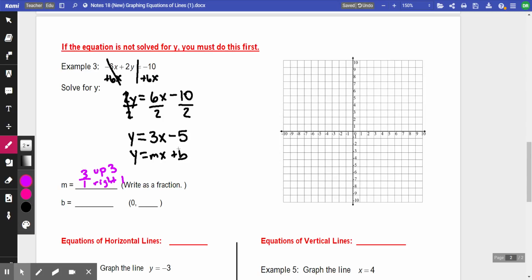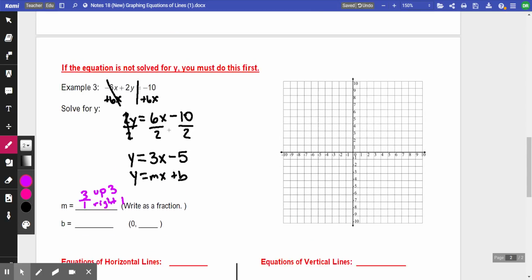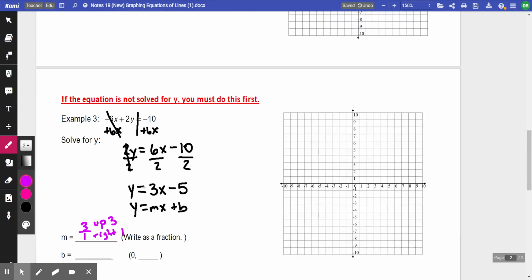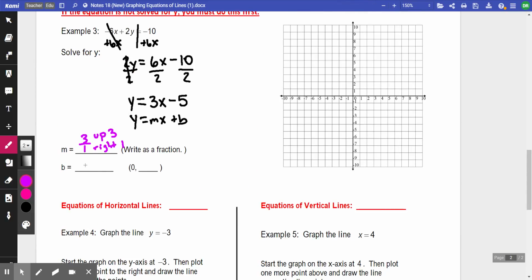B is the number in the place for B, so it's a 5, but not only that, you have to include the sign in front of it. All right, so for our last example, it was already a positive 4, so I just wrote 4. But this one's a negative 5, so the y-intercept is negative 5. So that, as an ordered pair, is 0, comma, negative 5. So when I plot that point, here's 0, and I go down to negative 5. So negative 1, negative 2, negative 3, negative 4, negative 5.